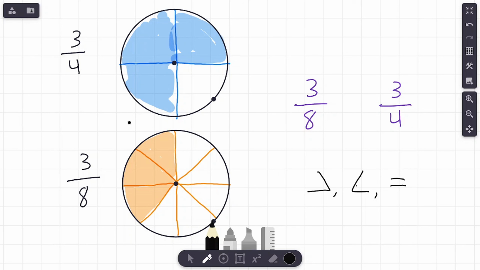Notice when we're looking at our circle here, our model, 3/4 has a lot more shaded in than 3/8, meaning that 3/8 is going to be less than 3/4. Again, the way you read it, 3/8 is less than 3/4. We look at our picture. 3 of these 4 are colored in is a lot more than 3 out of the 8 that's colored in this model down here.